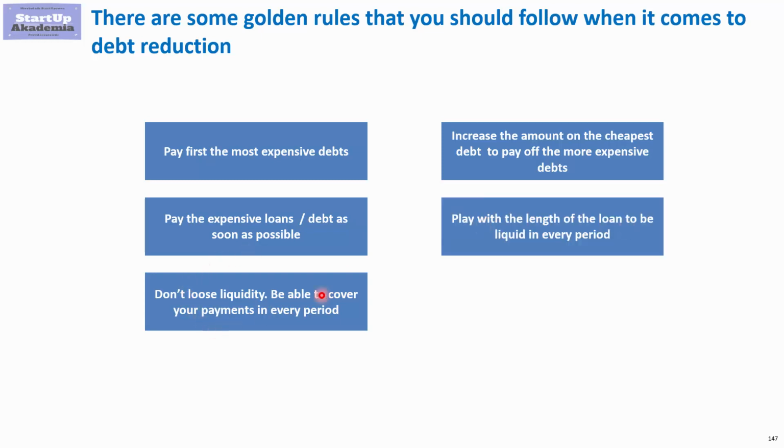If by any chance you have problems with liquidity, you should play with the length of the loan to be liquid in every period. So if the mortgage payment is so high that you are actually not able to cover your expenses and you have to use your credit card, it's better to increase the length of the mortgage in order to be liquid. In other words, in order to be able to pay all your expenses in every period. Obviously, on top of that, you have to do all the savings, but still be on the safe side always.